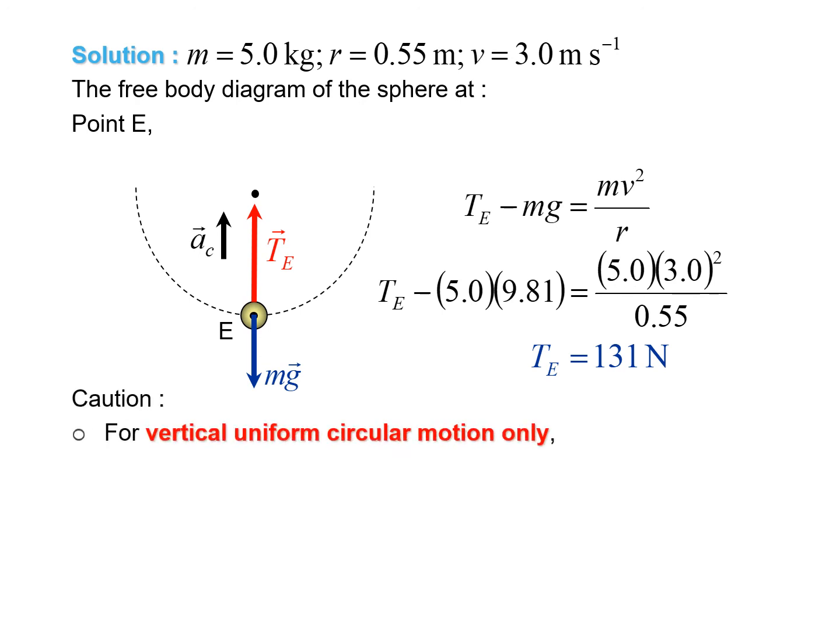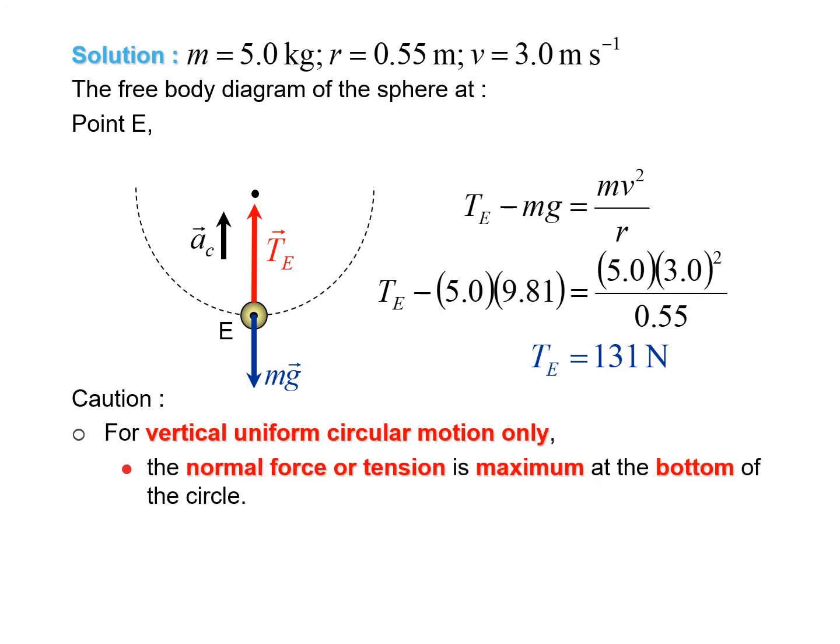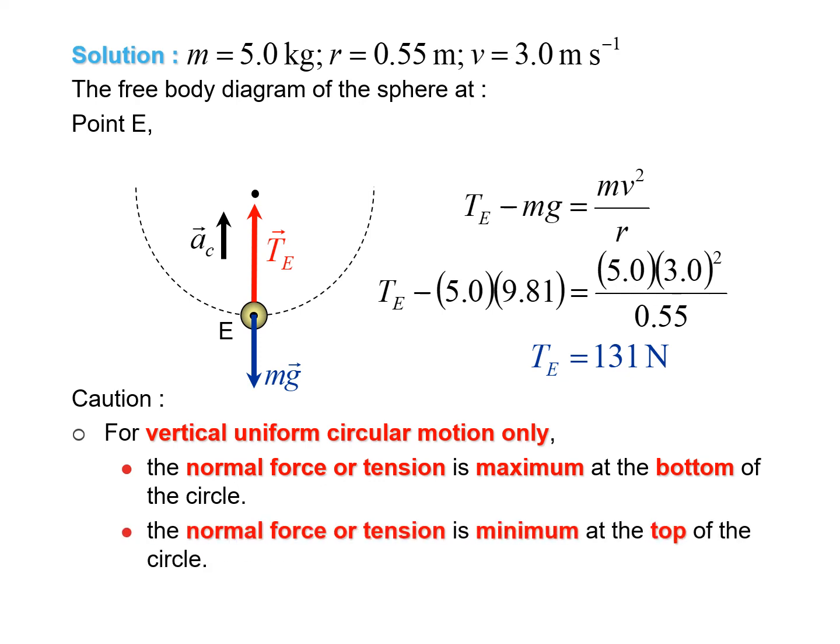One conclusion that we can make here, for vertical uniform circular motion only, is that the normal force or tension will be maximum at the bottom and minimum at the top.